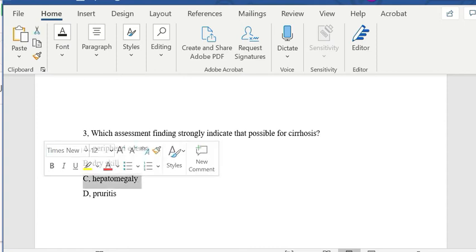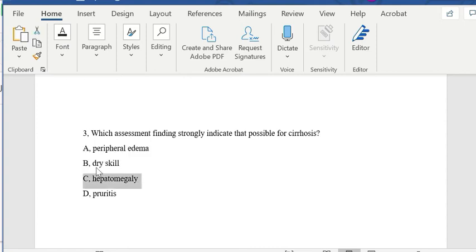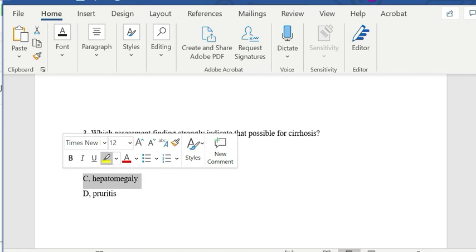And C, hepatomegaly. Cirrhosis patients have an enlarged liver because the liver is very fibrotic and nodular. So a lot of times you can palpate the liver. So C is the correct answer. D, pruritus. Like I just say, if I shower and I didn't put lotion on, I can have dry skin as well as pruritus. So the correct answer is C.